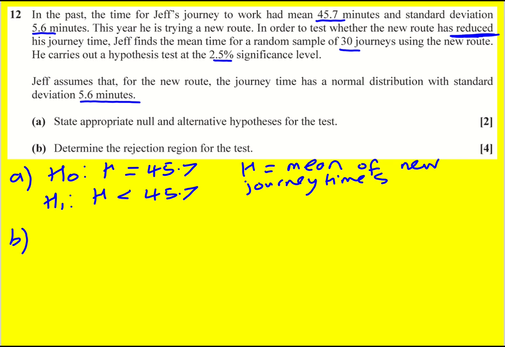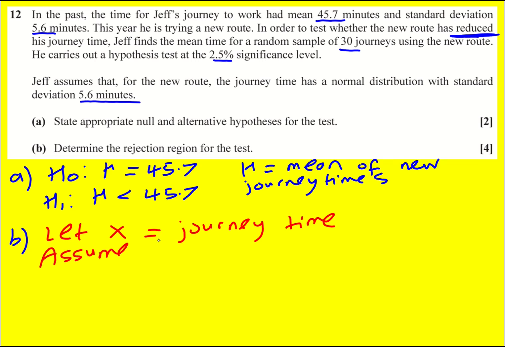Then we're asked to determine the rejection region for the test. So I'm going to go through the normal process. Let X equal journey time. I'm going to assume H0 is true. So then X, according to this model, for a single journey, would follow a normal distribution with mean 45.7 and standard deviation 5.6, so I write 5.6 squared here.